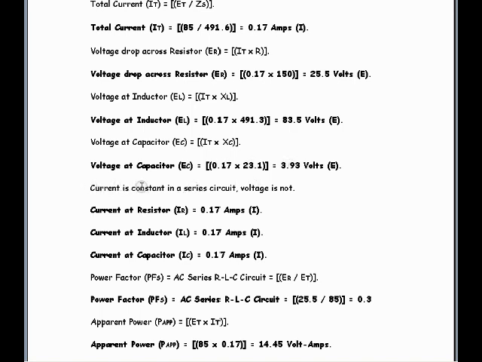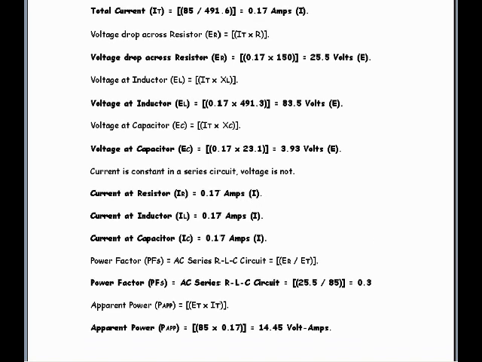Note that the current will always be constant in a series circuit, whereas voltage is not. So if we need to know the current at the resistor, inductor, or capacitor for the circuit, it's all equal to the total current of 0.17 amps RMS, effective current.